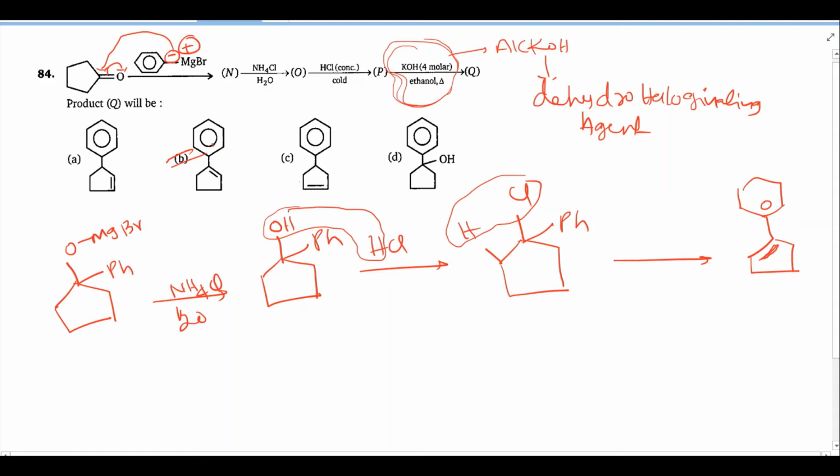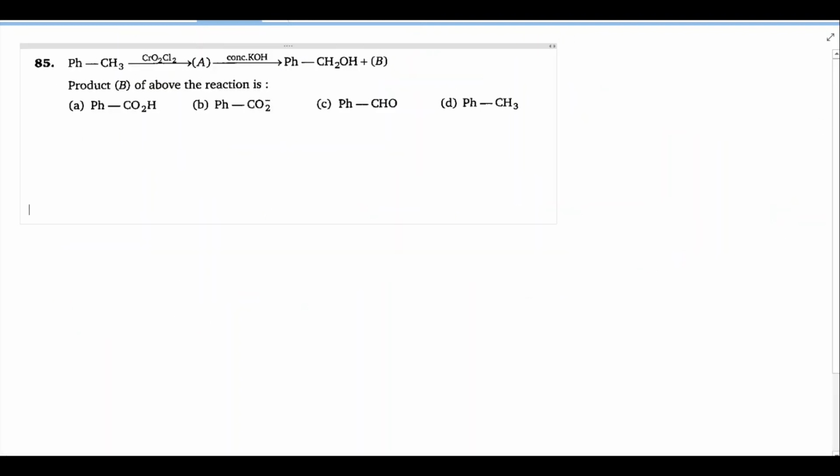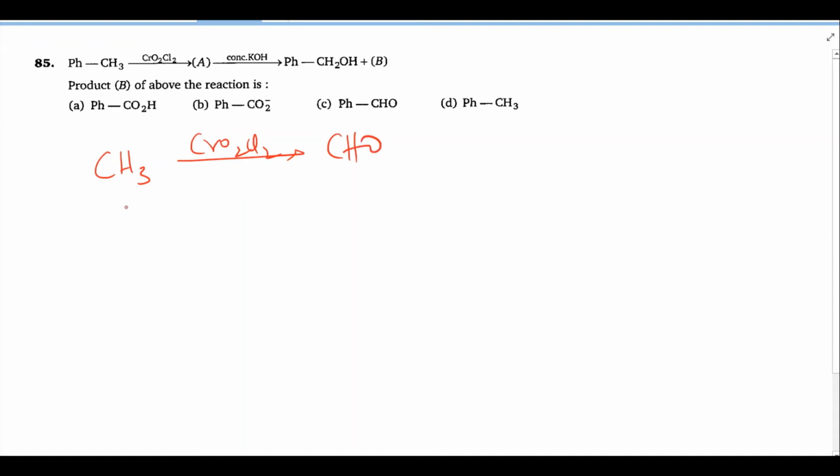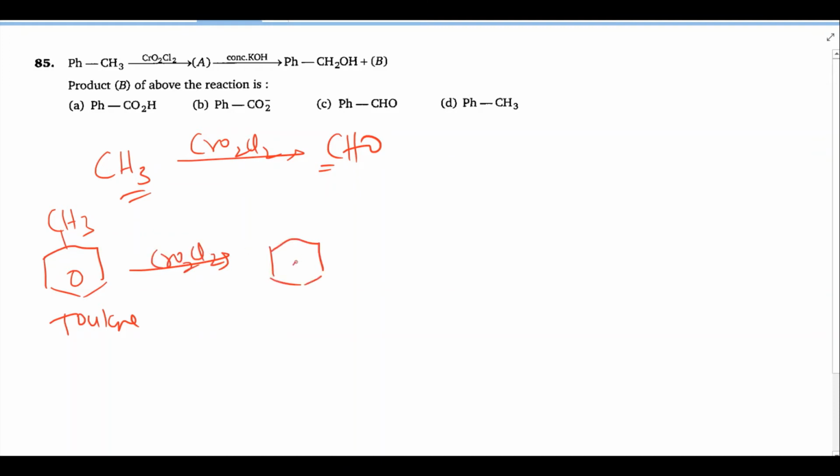Very easy question. Now coming to the 85th question. So very simple. This is the Etard reaction. Whenever CH3 is treated with CrO2Cl2, it is converted to CHO. So this is benzene with CH3, so this is toluene. The first step is CrO2Cl2.